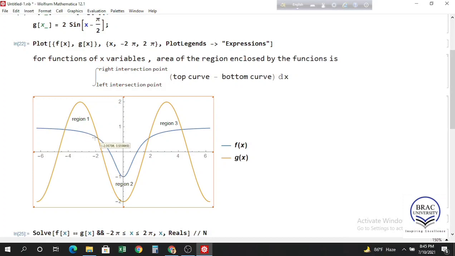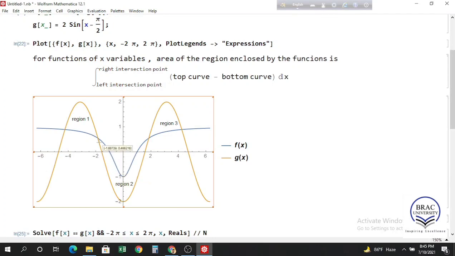To find the area of region 1, we have to integrate top curve minus bottom curve. If the blue curve looks up at the sky, it will see the orange one. So the orange curve is at the top of the blue curve, and if the orange curve looks down, it will see the blue curve. So the blue one is at the bottom. The blue one is f of x, so f of x is the bottom curve, and the orange one is g of x, so g of x is the top curve. So for region 1, we have to integrate g of x minus f of x. So what about region 2?